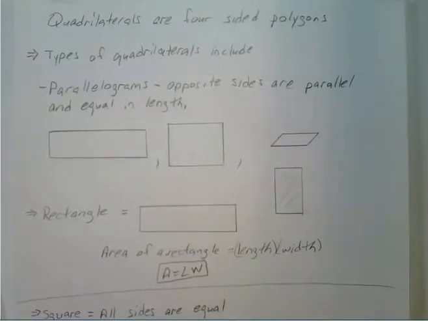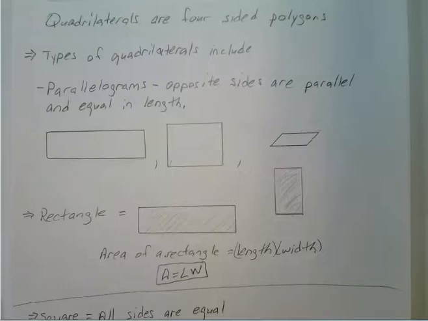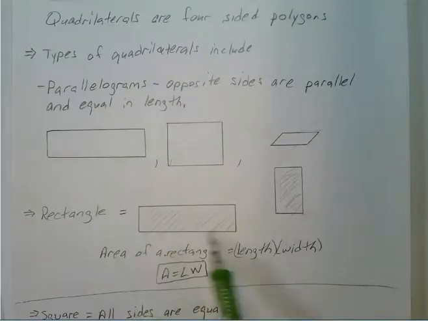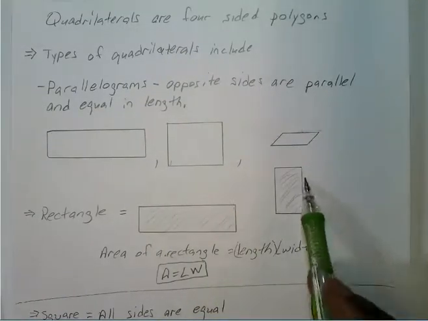All right, so let's look at the area of a rectangle. Let me see if I can clear this up a little bit. That's a little bit better. Okay, so the area of a rectangle is just the length times the width. Same thing with this one, the length times the width.